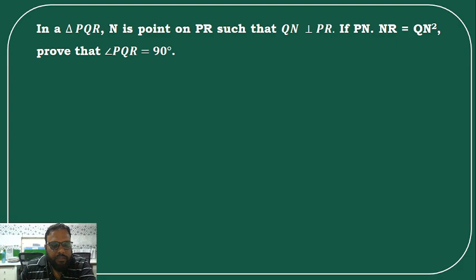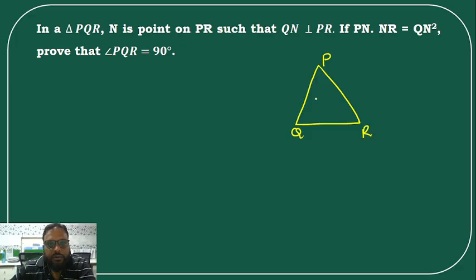So first let us draw the figure for this. Let us take one triangle here. Let us name this as PQR. N is a point on PR such that QN is perpendicular to PR. From Q you are having one perpendicular onto PR. Let us name it as N. It is perpendicular, so this angle and this angle are already given as 90 degrees.